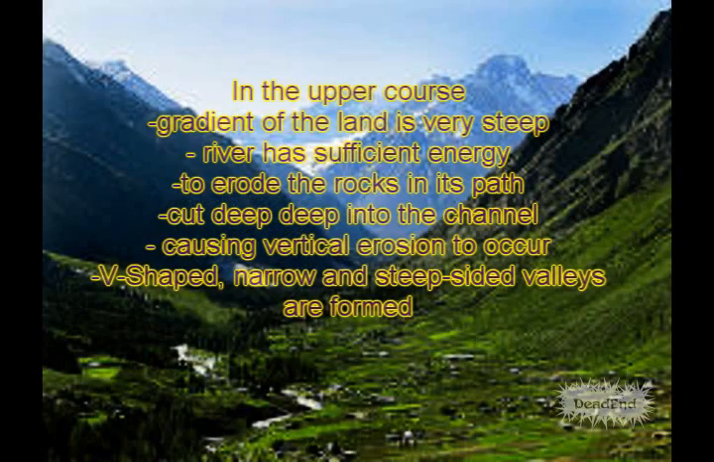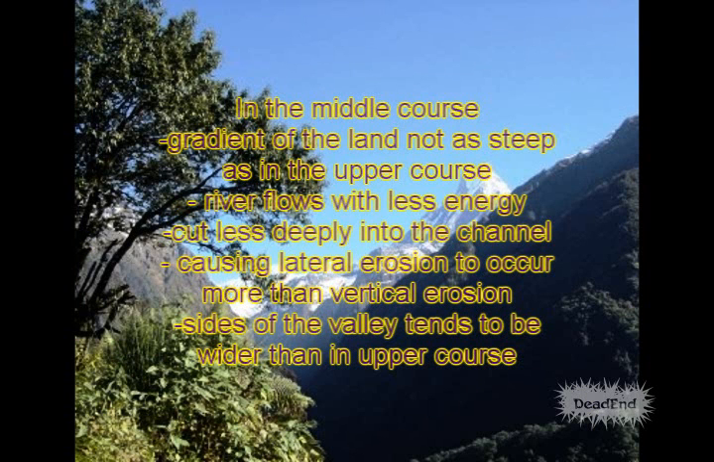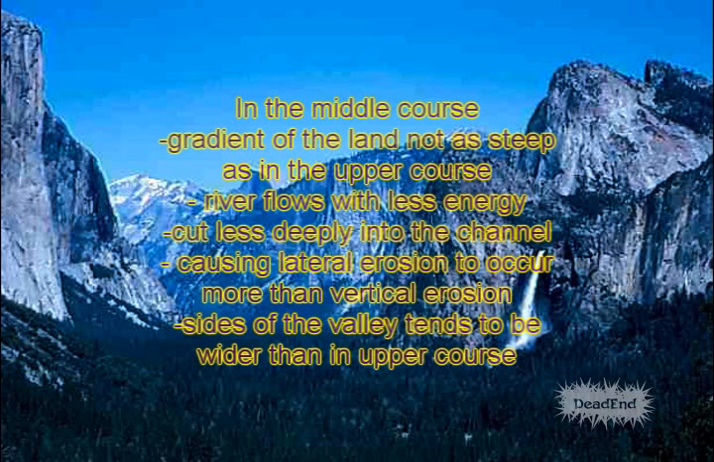In the middle course of a river, the gradient of the land is not as steep as in the upper course. Therefore, the river flows with less energy and cuts less deeply into its channel. Lateral erosion occurs more than vertical erosion. As a result, the sides of the valley in the middle course tend to be wider than in the upper course.